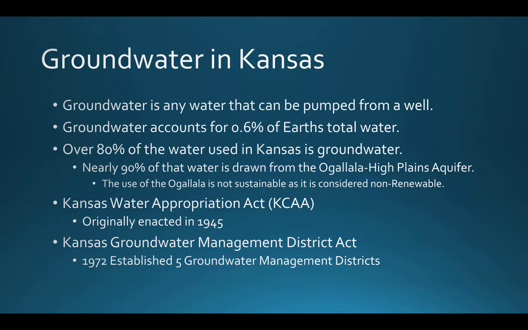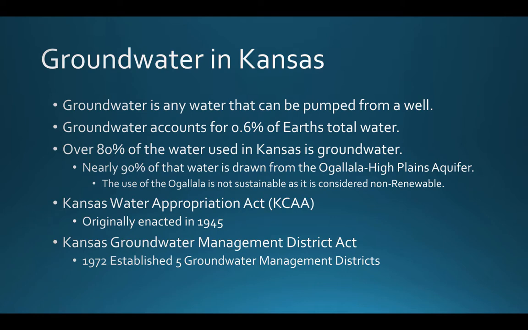So in 1945, Kansas was actually pretty forward-thinking, and they passed the Kansas Water Appropriation Act. And that set forth standards as to how they would regulate the use of groundwater.